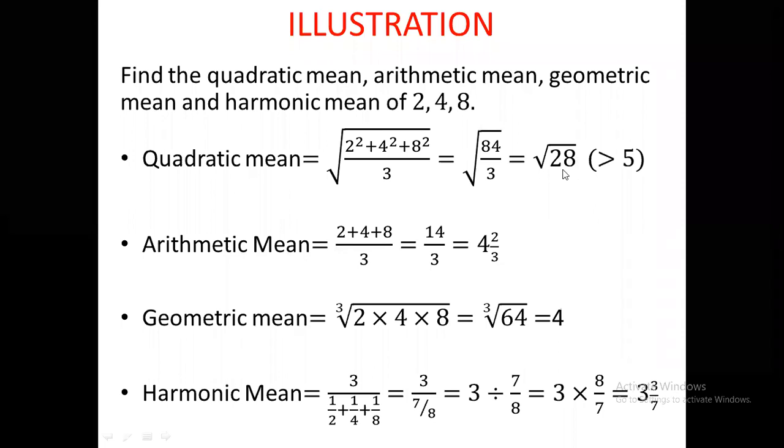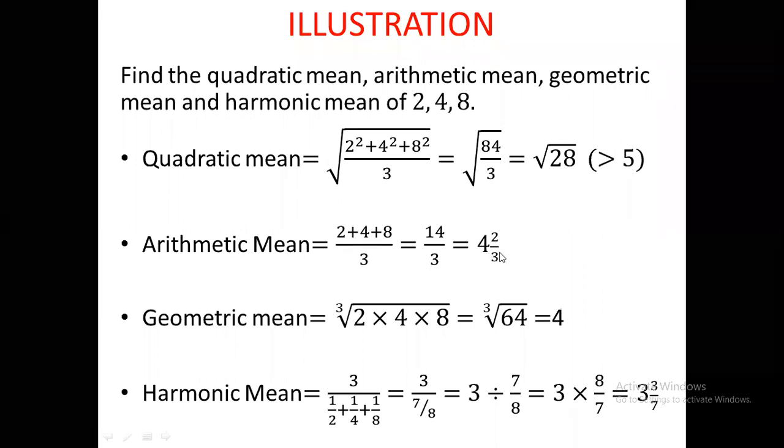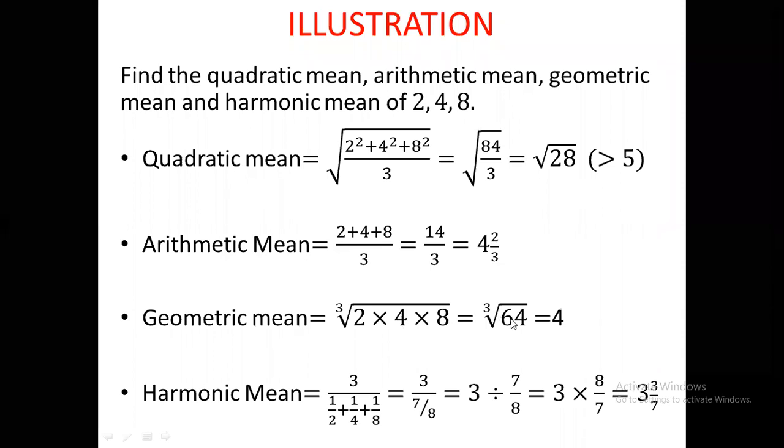All right, so we now move to the arithmetic mean of 2, 4, and 8. Okay, sum of the elements divided by the number of the elements. So we have 2 plus 4 plus 8 divided by 3. 2 plus 4 is 6. 6 plus 8 is 14. 14 divided by 3. That gives you 4 and 2 over 3. Okay, that's the arithmetic mean. Geometric mean is the product of the elements. Then you now take the cube root because you have 3 elements in this case. So we have 2 times 4, 8, 8 times 8, 64. So cube root of 64, which is 4.